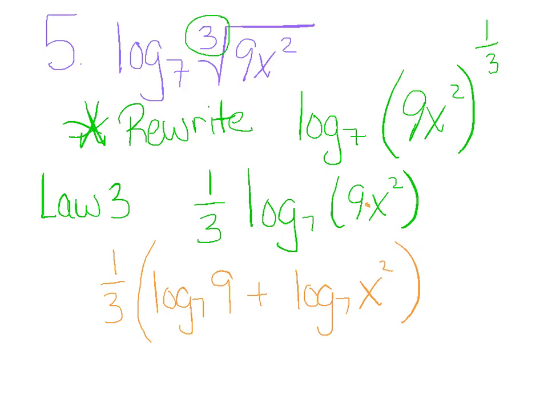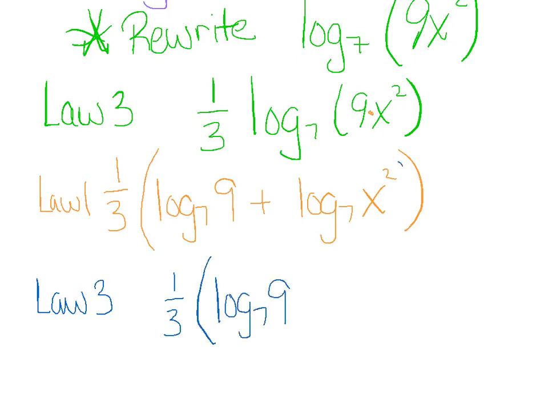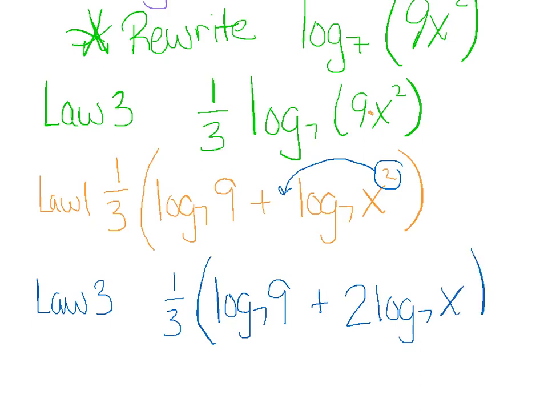Now, this one's got another step in it. I clearly don't have division, and I took care of my multiplication, but I still have an exponent. So let me just make a note that was law 1. And now I'm going to apply law 3 one more time. So law 3, because I still see an exponent, I've got my 1/3 log base 7 of 9. So this 2 is just coming down in front of this guy, plus 2 log base 7 of x.